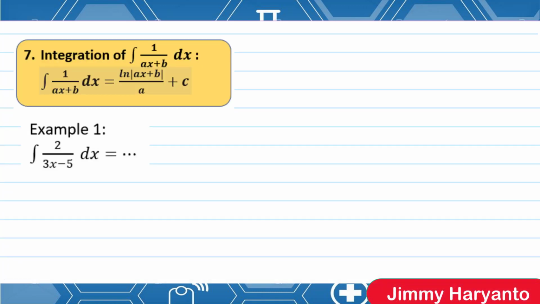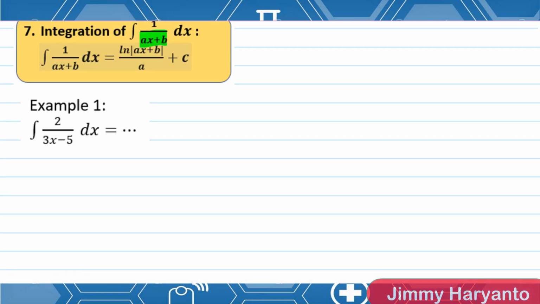Next is number 7. Number 7 is integration of 1 over ax plus b. If previously you learned about integration of 1 over x, this time the integration is 1 over ax plus b. Take note that the form in this integration is linear. You cannot use the formula for quadratics. Quadratic means x squared. You cannot do that integration with this formula. For x squared it cannot. It should be x to the power of 1 only, guys.